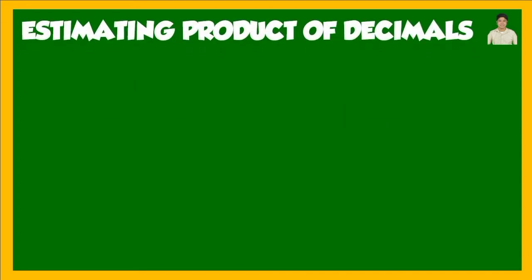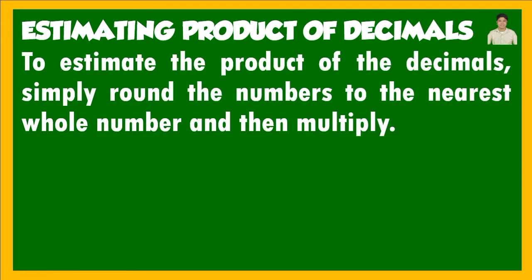So let's start with estimating product of decimals. How do we estimate the product of decimals? To estimate the product of the decimals, simply round the numbers to the nearest whole number and then multiply. Before we multiply the decimals, we have to round them to the nearest whole number. Kasi nga ini-estimate natin yung product. Hindi naman kailangan na yung ating mga given ay mga decimals. Ini-estimate, tinatansya lang po natin yung product.